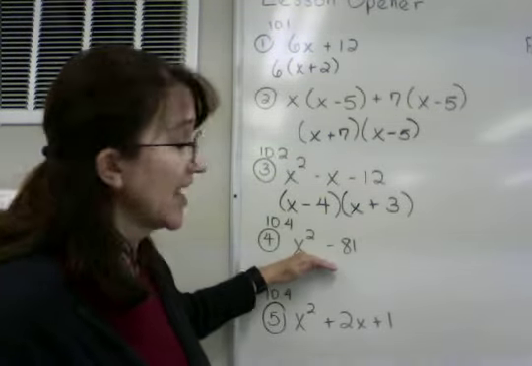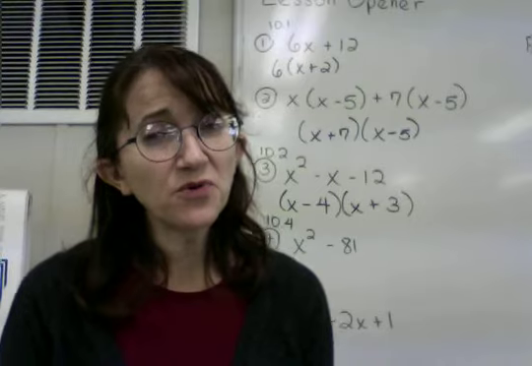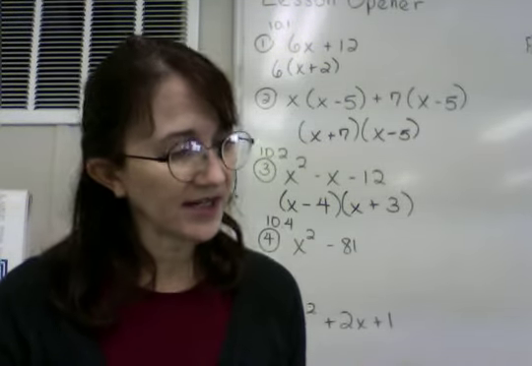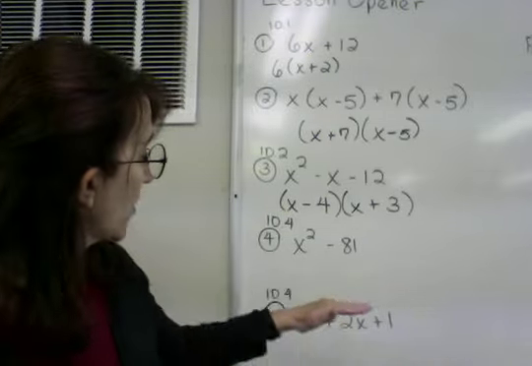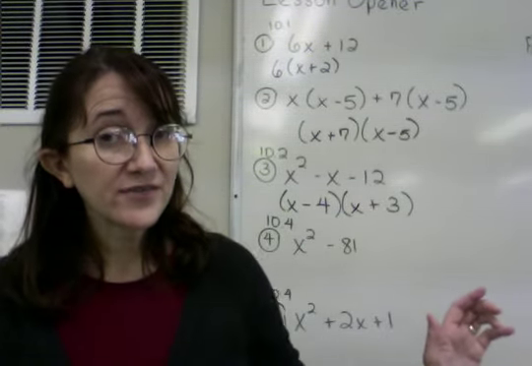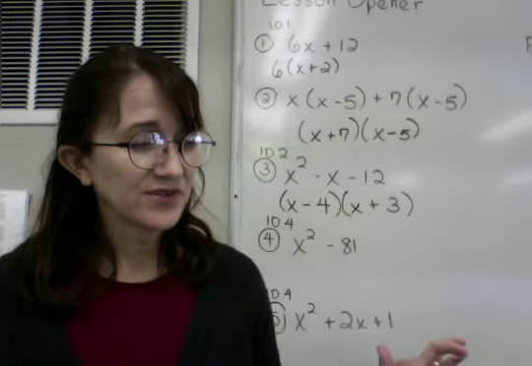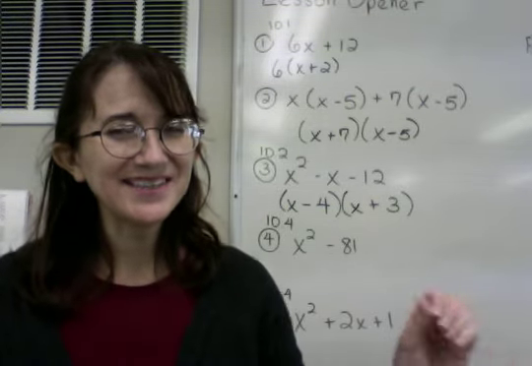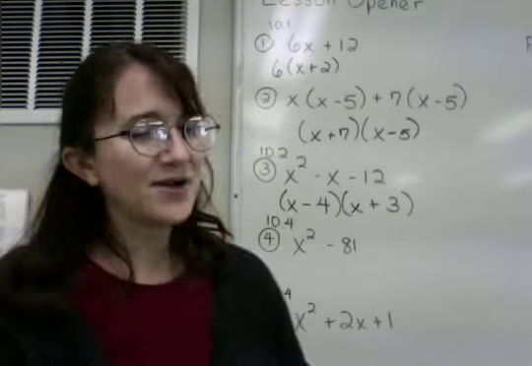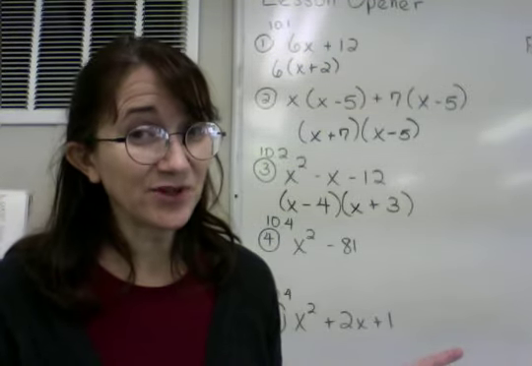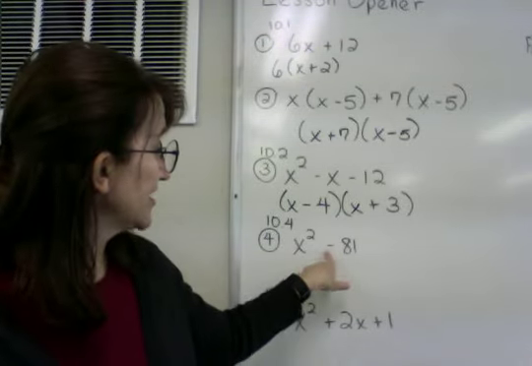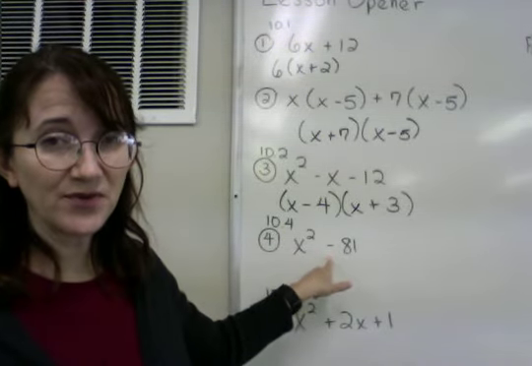The next one comes from 10.4. 10.4 is what we did yesterday. It was special patterns, one that we should recognize. So when I look at it, that's not a perfect square. That's going to be a difference of squares. Down here is going to be a perfect square. This is going to be a difference of squares. It's a difference because I end up with that negative right there in the middle.